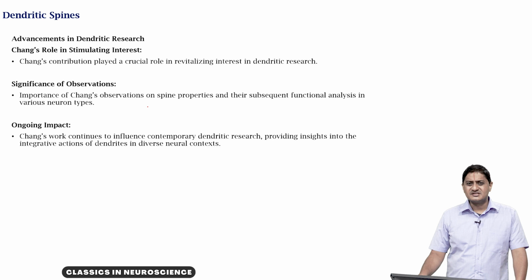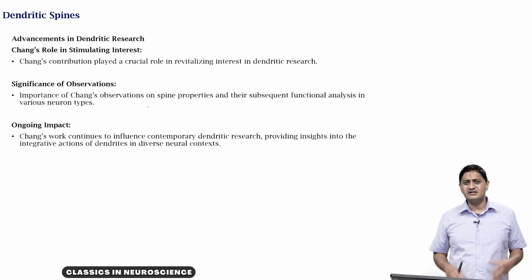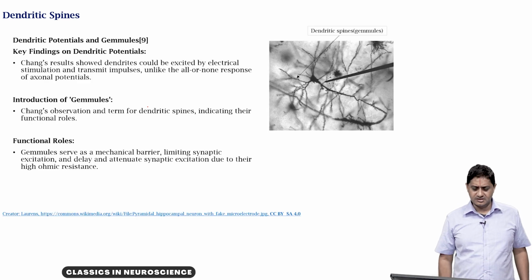So, essentially it can be summarized as H.D. Chang played a critical role in revamping or creating a renewed interest in dendrite research. He made some crucial observations on the properties of the dendritic spines and performed functional analysis on the types of neurons according to dendrites. This line of work continues to influence research even today on dendrites, providing how the dendrites work and what is the integrative function that they perform in very different contexts of neuronal networks.